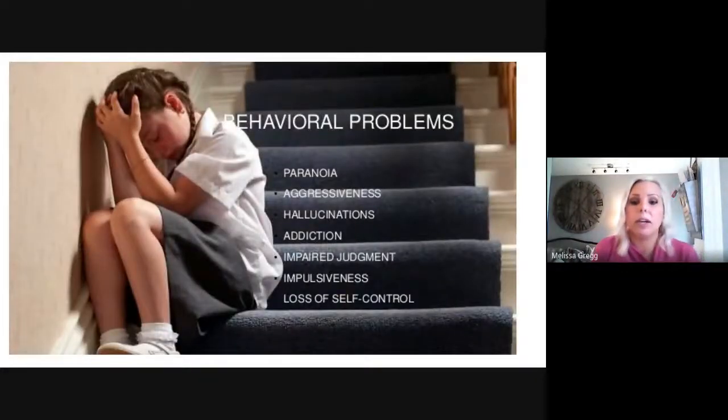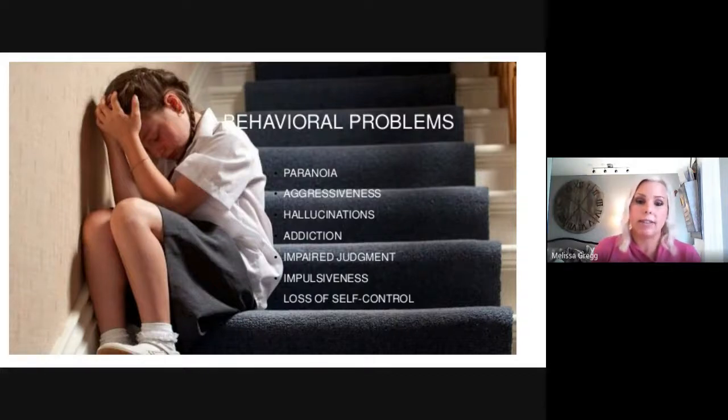Behavior problems, paranoia. Paranoia is where somebody thinks that people are against them, someone's following them. There's a lot of things. Paranoia, especially if somebody has anxiety, is a big thing, and it can be very, very scary. When somebody is using drugs, that is a side effect of it, especially with marijuana. Marijuana, when somebody's using it, can actually cause anxiety to increase or even get worse. Aggressiveness, hallucinations, addiction, impaired judgment, impulsiveness, and loss of self-control.